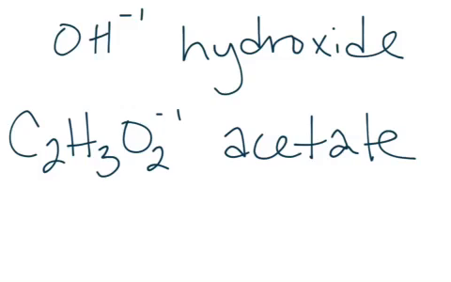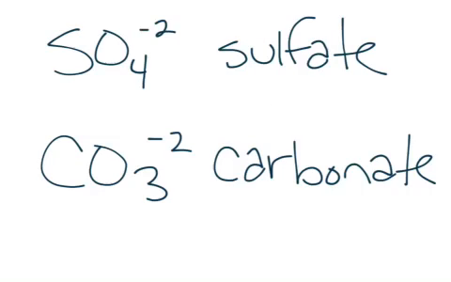The next two that you have to know and recognize are hydroxide and acetate. So hydroxide is 1 oxygen and 1 hydrogen with a -1 charge, so also acts like a nonmetal in a bond. Acetate is a little bit bigger, 2 carbons, 3 hydrogens, 2 oxygens, and again that overall -1 charge. The next two have slightly greater negative values. So we have sulfate, which is a sulfur with 4 oxygens, and carbonate, which is carbon with 3 oxygens, and both of them have a value of -2.